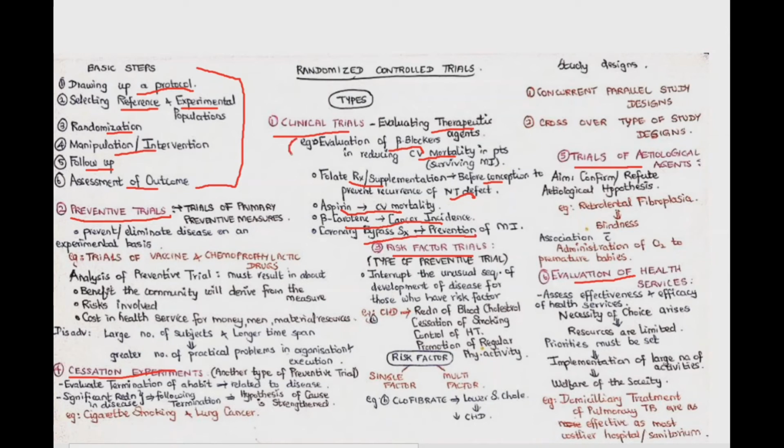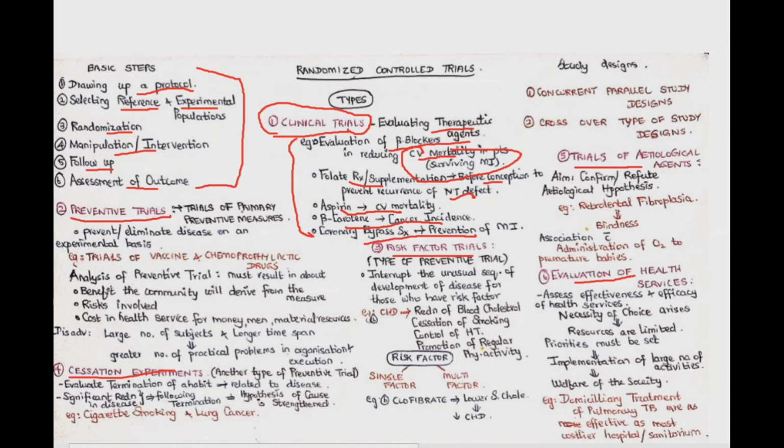All these interventions are examples of clinical trials. We are doing something so that we can prevent morbidity or mortality. So this is known as clinical trials, evaluating therapeutic agents. The second one is preventive trials.